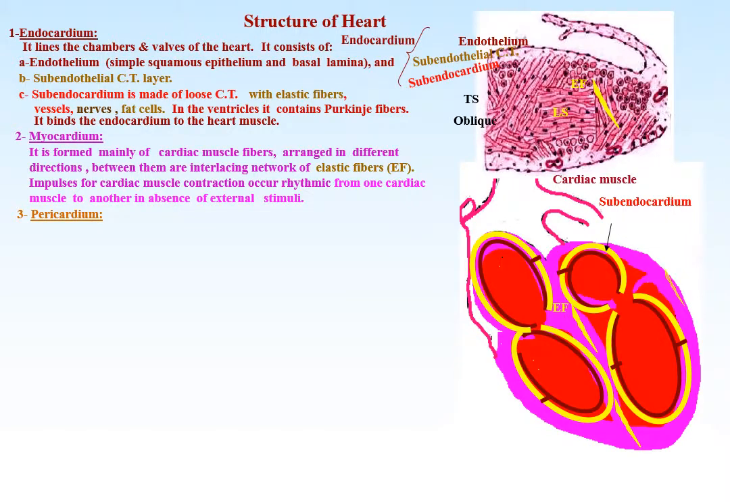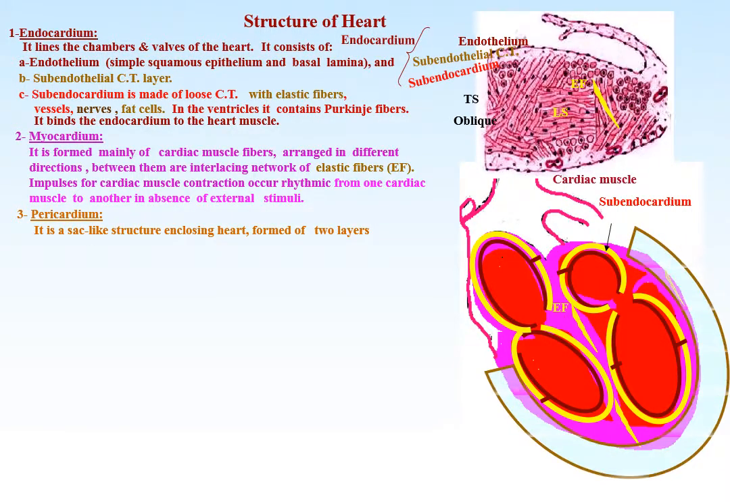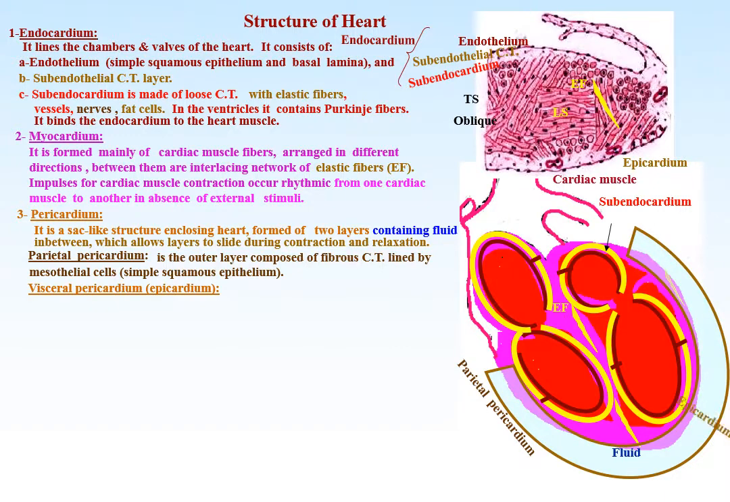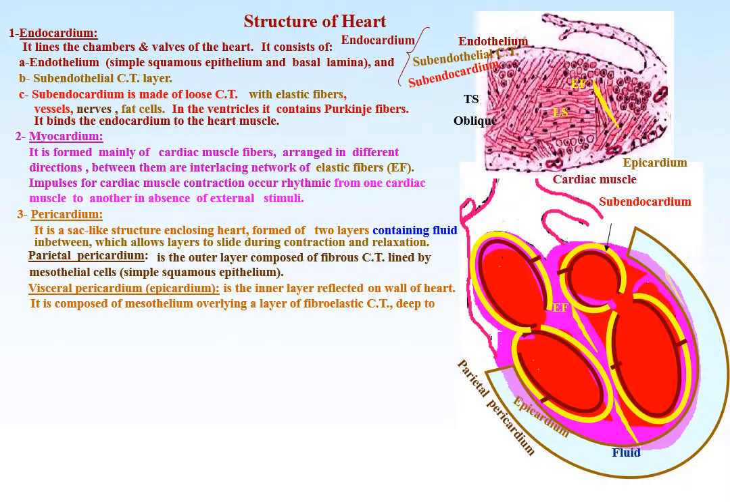Pericardium is the sac-like structure enclosing the heart, formed of two layers containing fluid in between, which allows the layers to slide during contraction and relaxation of the heart. The parietal pericardium is the outer layer, composed of fibrous connective tissue lined by mesothelium, which is simple squamous epithelium. The visceral pericardium, called epicardium, is the inner layer which is reflected on the wall of the heart. It is also composed of mesothelium overlying a layer of fibroelastic connective tissue. Deep to it is an adipose connective tissue containing coronary vessels and nerves.